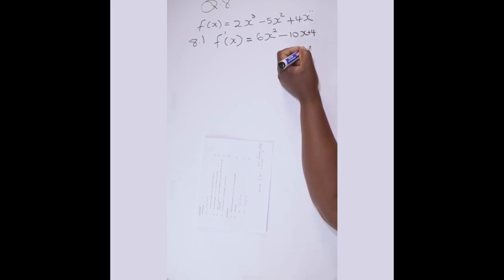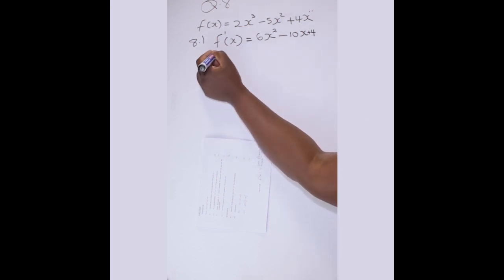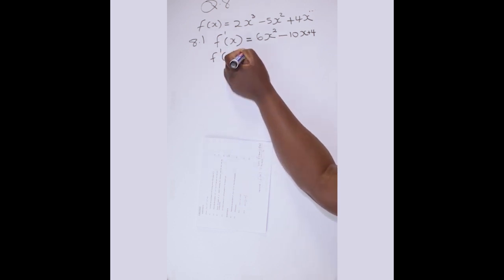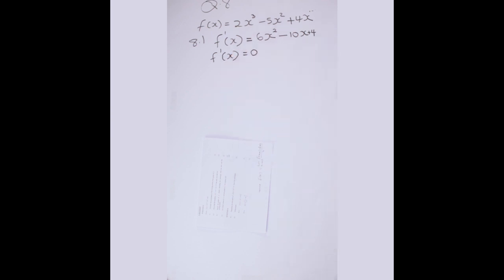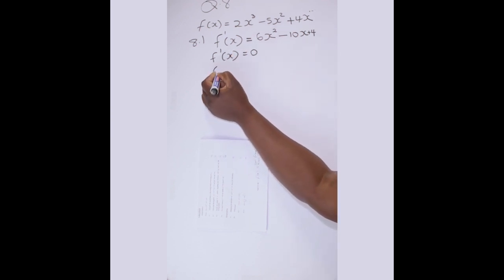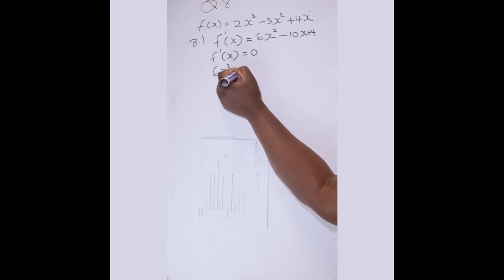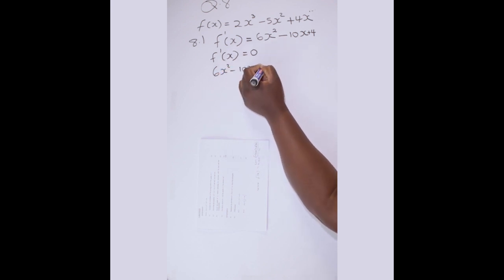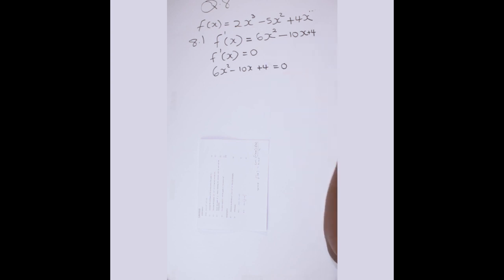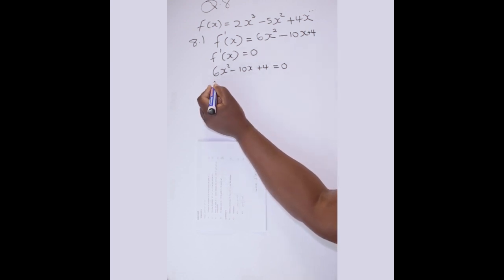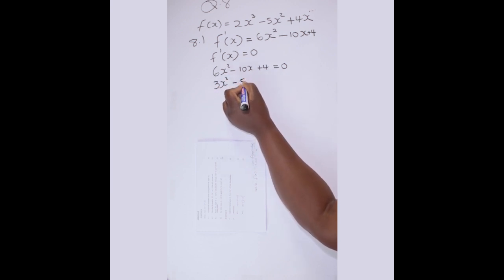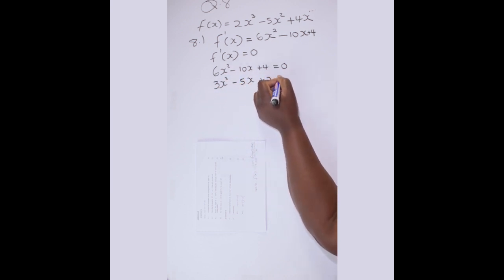So in conclusion, when you are calculating the coordinates, you will have to let your first derivative of f be equal to 0. As I said at the beginning, this is your gradient. If that is 0, then it means you have 6x squared minus 10x plus 4 equals 0. And then to see if it's factorizable, you can try to divide everything by 2. Then you remain with 3x squared minus 5x plus 2 equals 0.